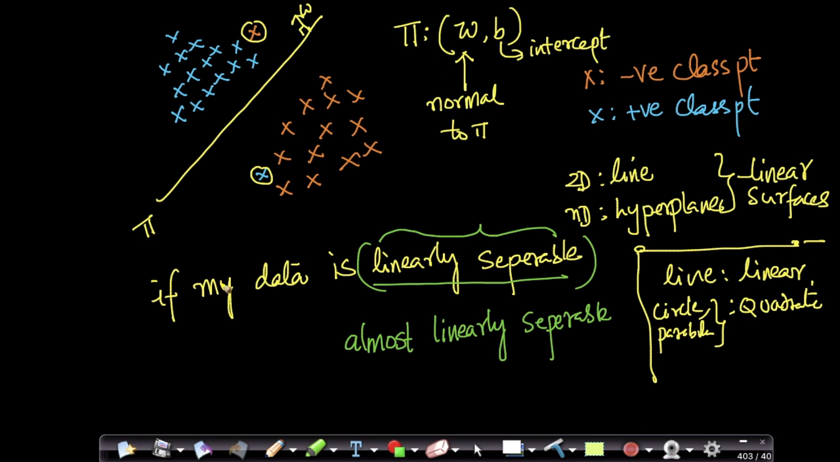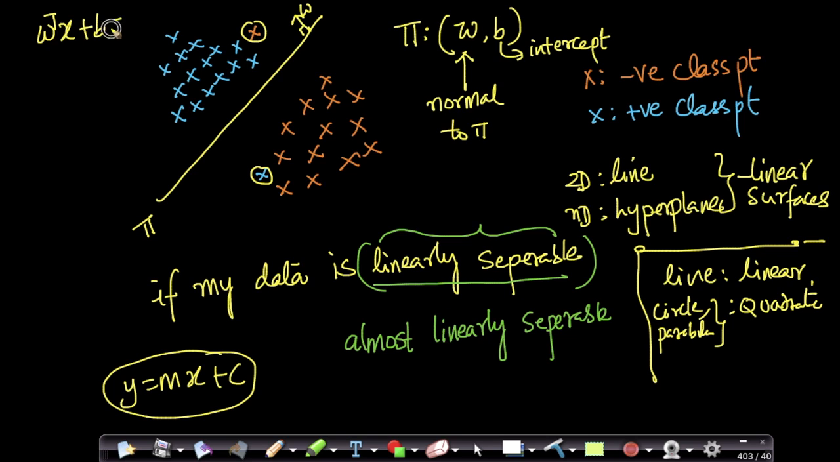Just to quickly recap, what is your line in 2D? It's basically y equals mx plus c. Similarly, the equation of a line or a plane in high dimensional space would be w transpose x plus b equals 0. This is the equation of a plane. Any plane pi can be represented with both w and b. b is called the intercept term and w is called the normal to the plane. Very simple idea. Nothing very fancy here.